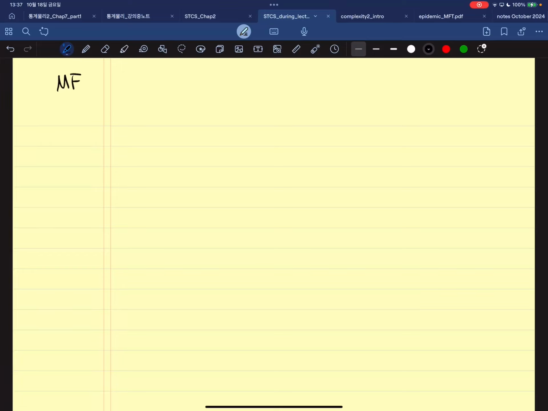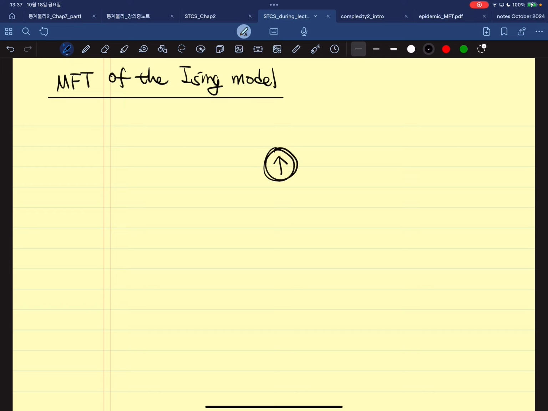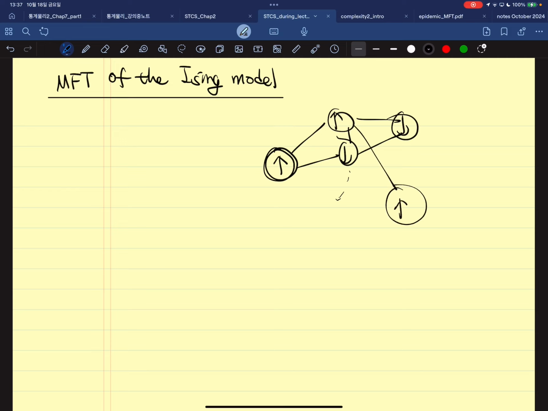This is the MFT, or mean field theory, of the Ising model. If you recall, I think I already drew this kind of plot a couple of weeks ago, but what we really need to solve is this complicated interaction between this spin and other spins, and this spin, etc. And there are other spin systems here as well. A very complicated structure.